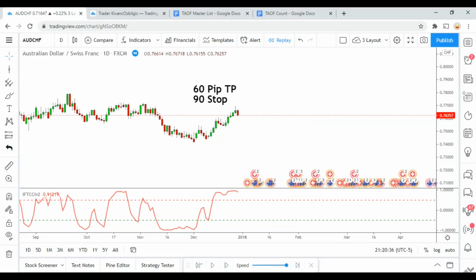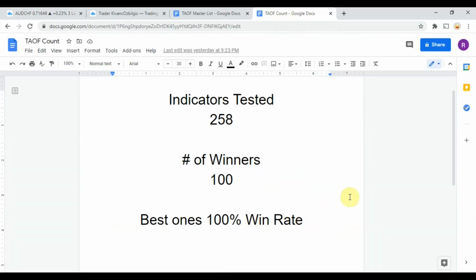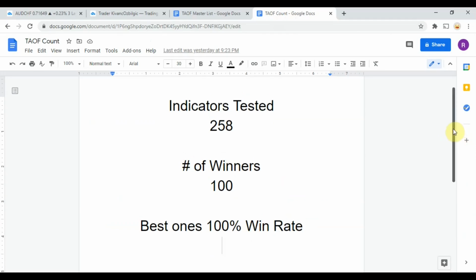Welcome back, viewers. Today we will be testing the inverse Fisher transform on the CCI. This will be the version 2. Before we do, I wanted to put the indicator scoreboard up for everyone to see.